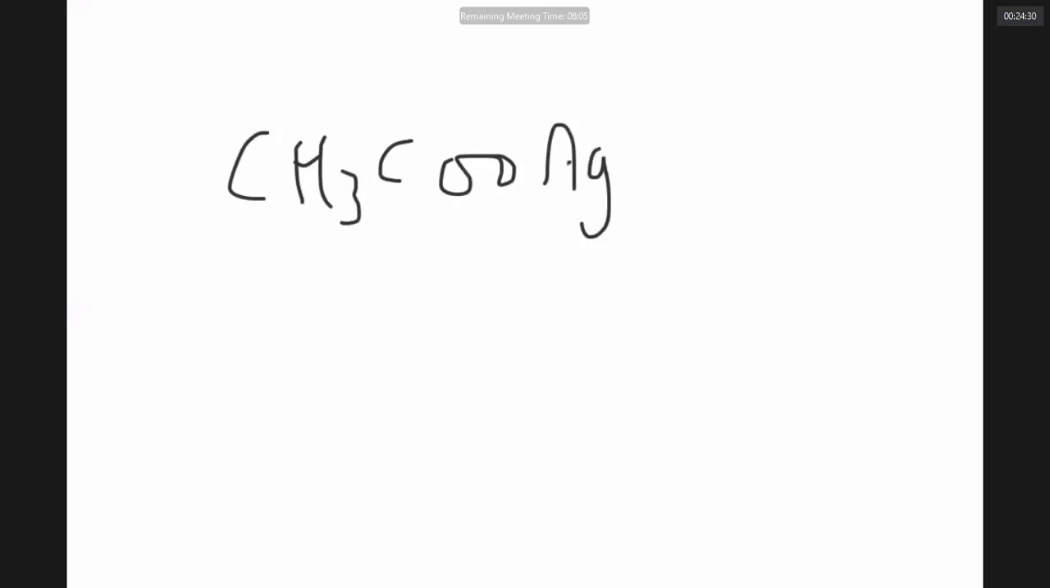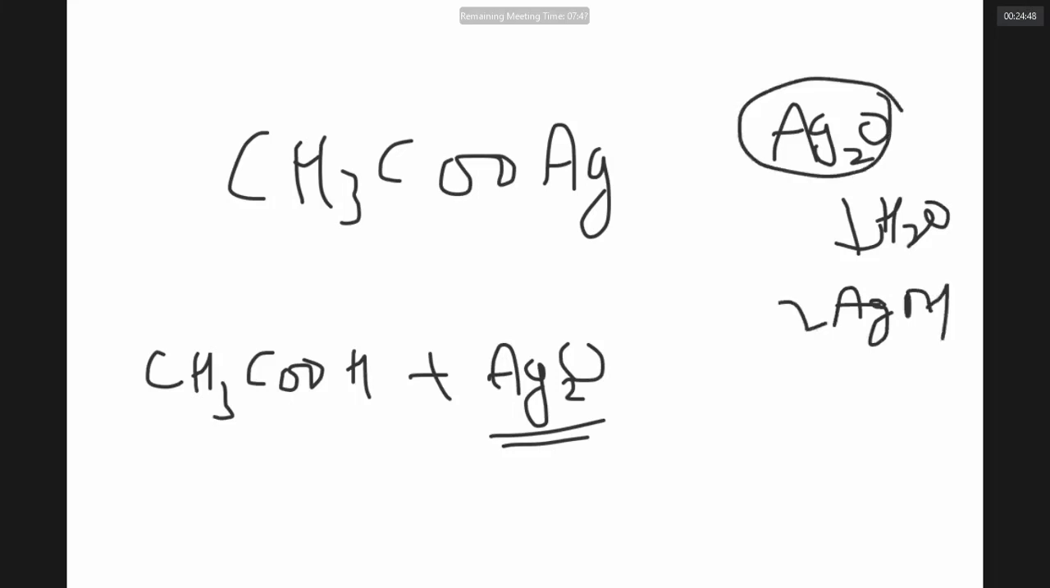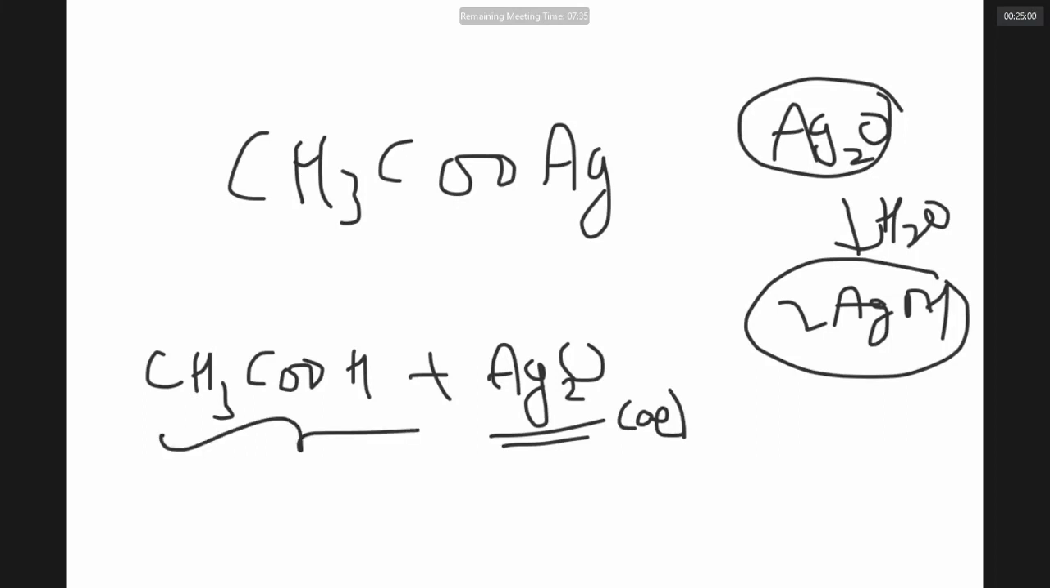CH3COOAg. If you want to prepare this compound, you take a carboxylic acid and react it with silver oxide. Silver oxide, if you add water, becomes silver hydroxide. Moist silver oxide means silver hydroxide only, so I will put aqueous. Aqueous AgOH is a base and the carboxylic acid is an acid. Acid plus base will give you salt plus water. So whenever you take a carboxylic acid and add moist silver oxide, you get the silver salt of the carboxylic acid. That's number one.